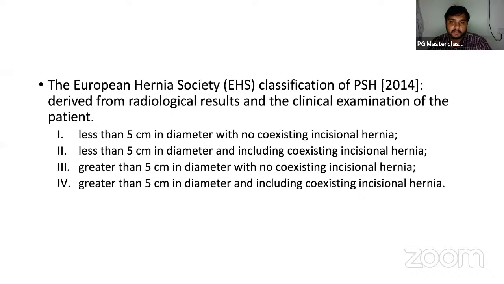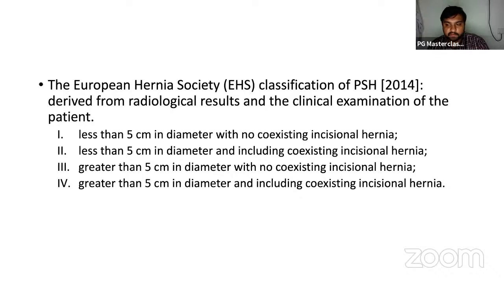The European Hernia Society classification for peristomal hernia is derived from the radiological results and the clinical examination of the patient. It is divided into four types. Type 1, when the sac is less than 5 cm in diameter and there is no coexisting incisional hernia. Type 2, if it is less than 5 cm in diameter and includes a coexisting incisional hernia. Type 3, if greater than 5 cm in diameter and there is no coexisting incisional hernia. And 4th, if greater than 5 cm in diameter and includes a coexisting incisional hernia. It will define the management which we can do in these patients.